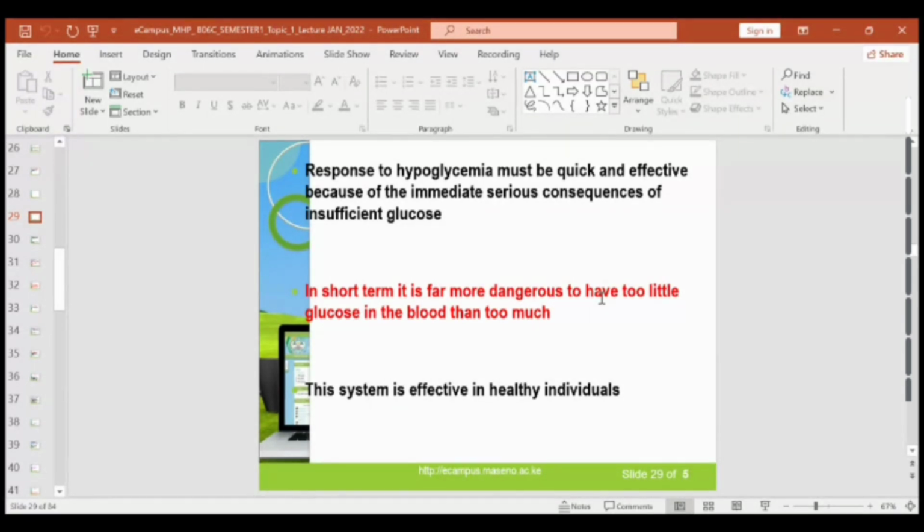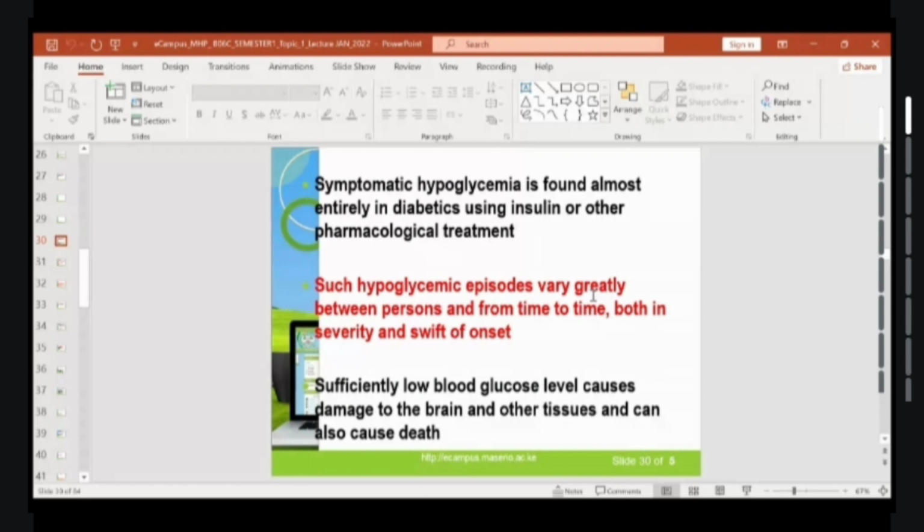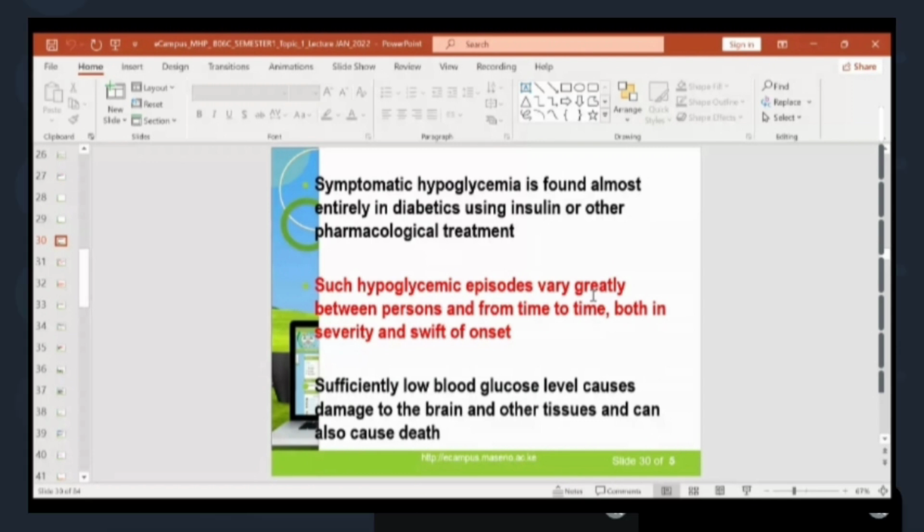But for a normal individual, for you and I in this session, we usually don't experience the extreme ends because of the two hormones that come into play. And that's just a point that says that symptomatic hypoglycemia can usually be seen in patients who are diabetic.